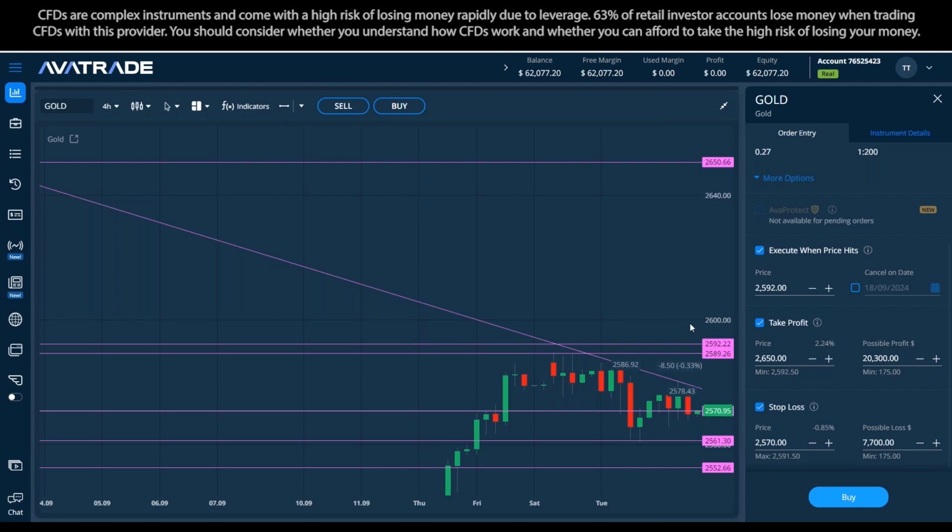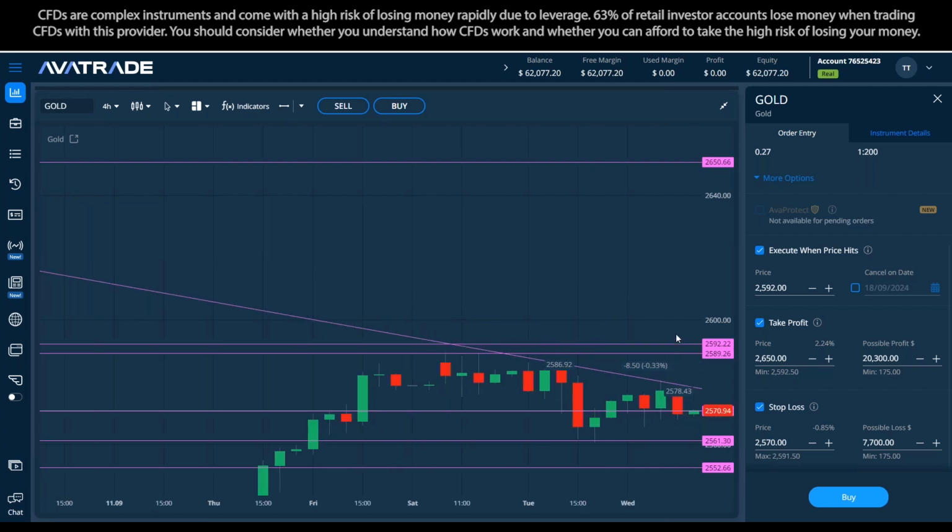Now, what I would do now that I have my technical setup for the buy scenario, I'm going to adjust my trade size because I don't want to risk 7,700 on this balance. That would be more than 10% of my balance. So I probably want to risk something more like 620, which is 1% of my balance, or maybe 2%, something like that. It depends on each trader.